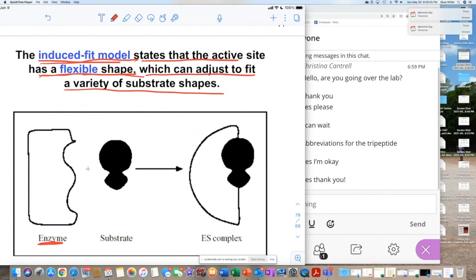So here's the enzyme. Once the substrate comes in, the enzyme adapts. So here you see the enzyme adapting to the substrate. Okay?